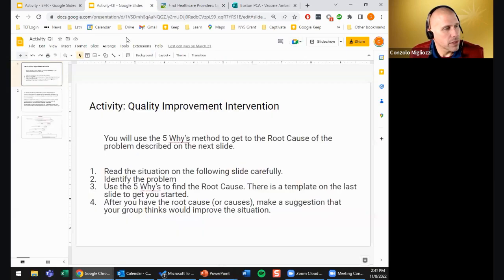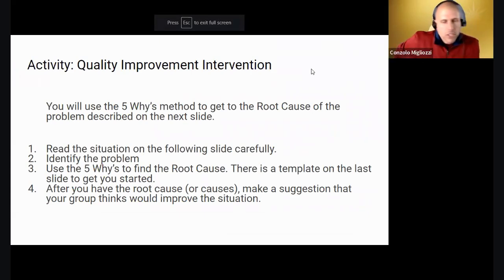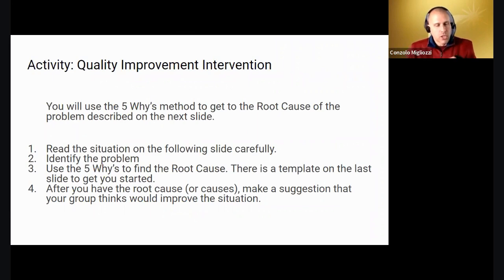So again, we'll do this, the 3 of us. Okay. So we're going to use the 5 whys to get to the root cause of a problem that's going to show up on the next slide, right? We're going to read the situation carefully and then try to figure out what the root of the problem is. We use these whys, and there's a template we can just kind of go through. After we get the root cause, you come up with a suggestion that you think would improve the situation, okay? So we're going to read the situation, get to the root, and then come up with a suggestion.